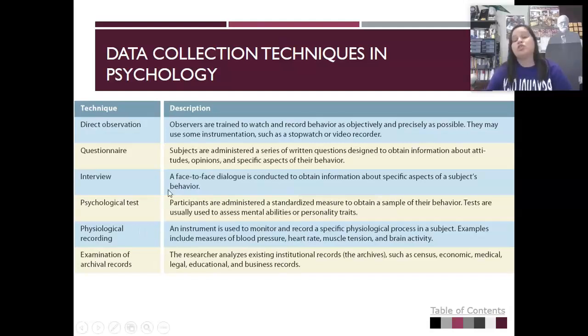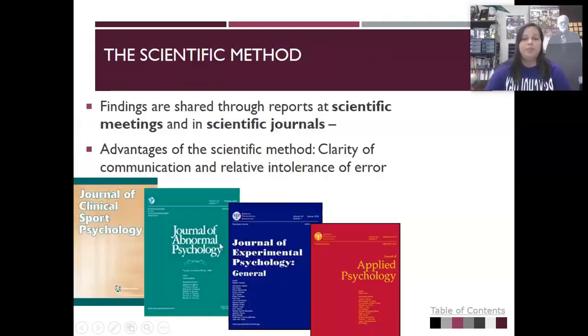So that might mean measuring heart rate, blood pressure, brain waves, and then looking at archival records, which basically means any other kind of data that somebody else has already collected, such as census info, grades, educational records, medical records, anything else that's already out there.